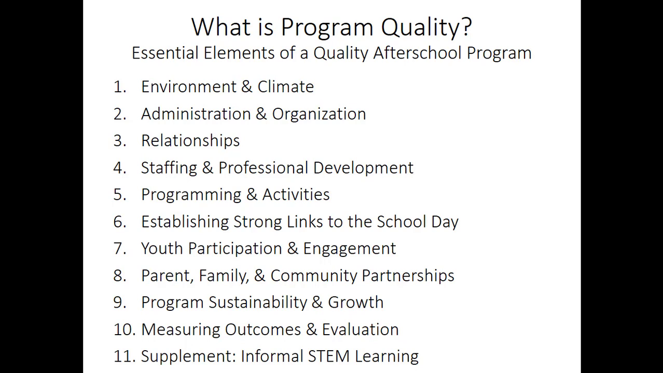The Quality Self-Assessment, or QSA, is meant to be used at a location where youth are served. And you can see that it covers a lot of ground. It talks about the frontline staff and what they do in terms of number 3, relationships with youth, number 5, programming and activities, and number 7, the youth participation and engagement in their own growth and development. But the QSA also addresses things that are really relevant behind the scenes. For example, number 2, the administration and organization of the program, as well as number 10, measuring outcomes and evaluations. So the QSA can be a comprehensive look at your program and what's going well and where you may need to improve.